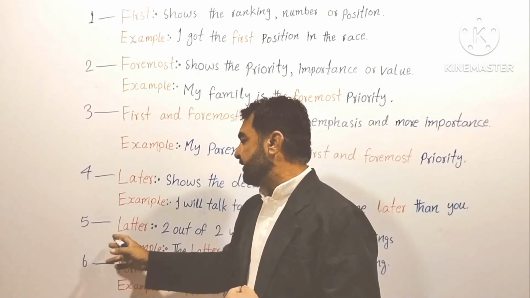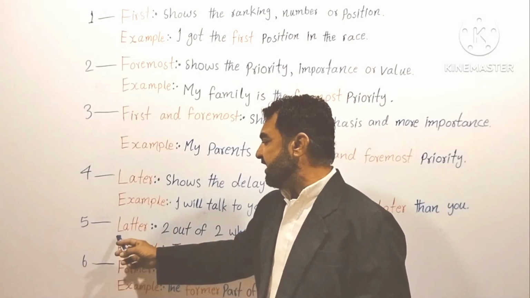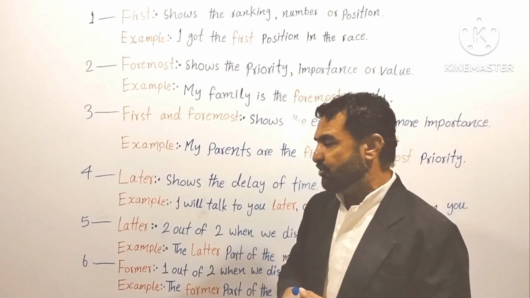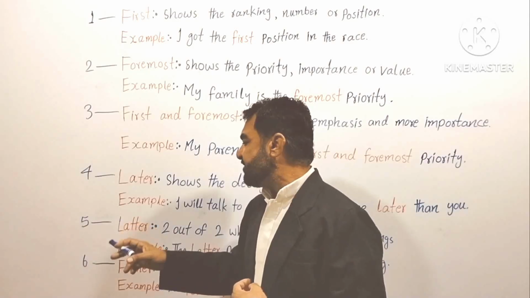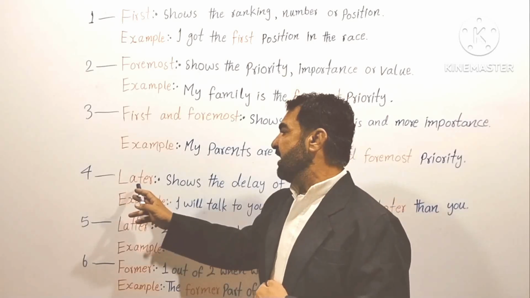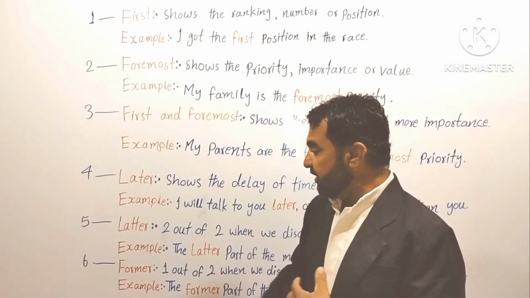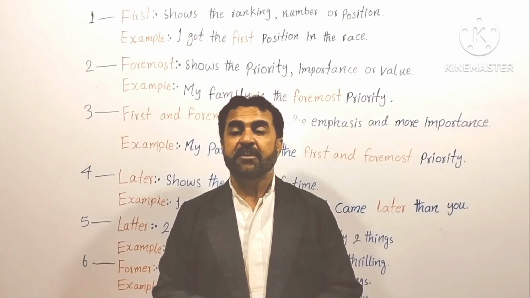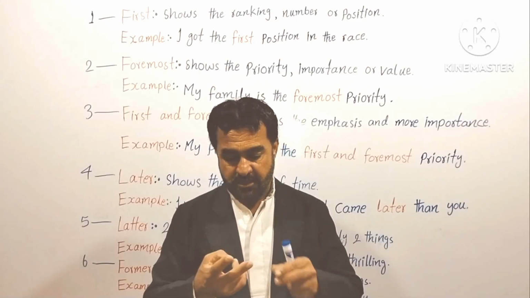Now look at the fifth word, latter, and you can see the difference. Later, and latter, or in British English you can say double T. Both are correct, but this word has one additional letter T, and this one has only one T. We use the word latter when we talk about only two things.